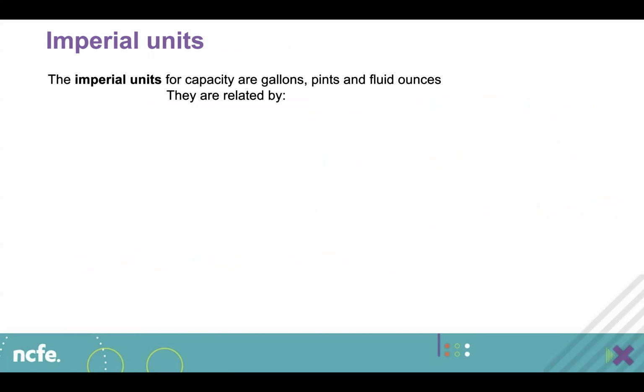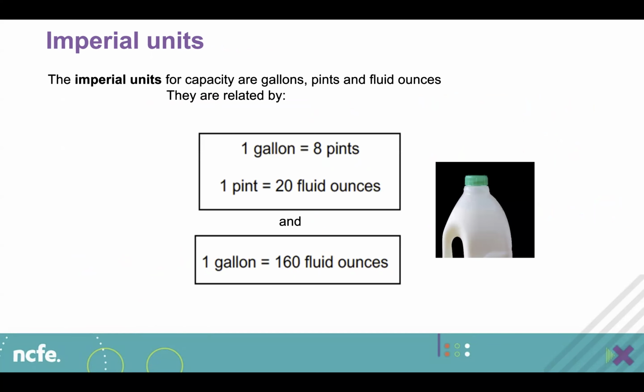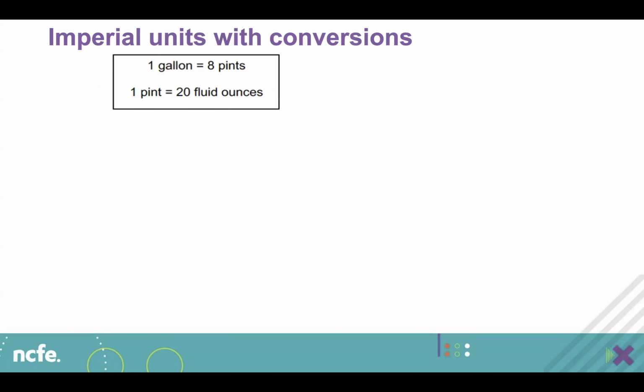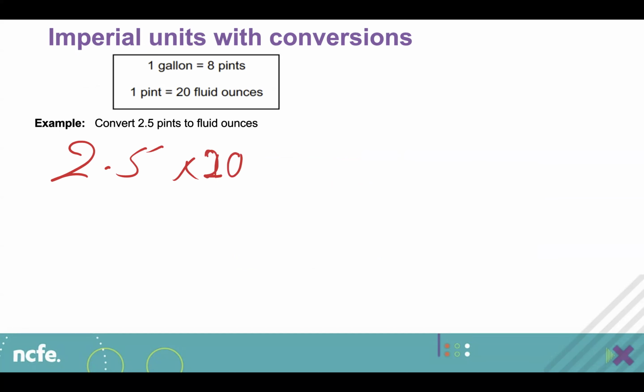The imperial units for capacity are gallons, pints, and fluid ounces. They are related by 1 gallon is 8 pints, 1 pint is 20 fluid ounces, 1 gallon is 160 fluid ounces. So using the chart, convert 2.5 pints into fluid ounces. So if 1 pint is 20 fluid ounces, 2.5 pints would just be times 20, not 10, would become 50.